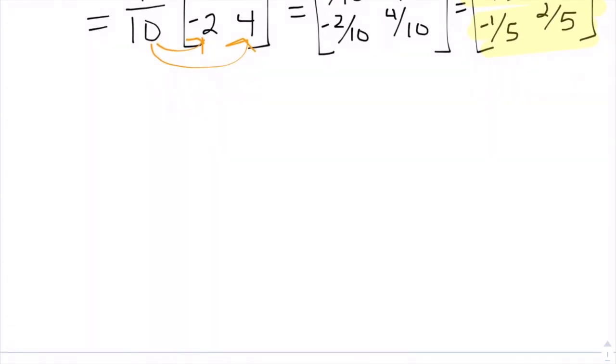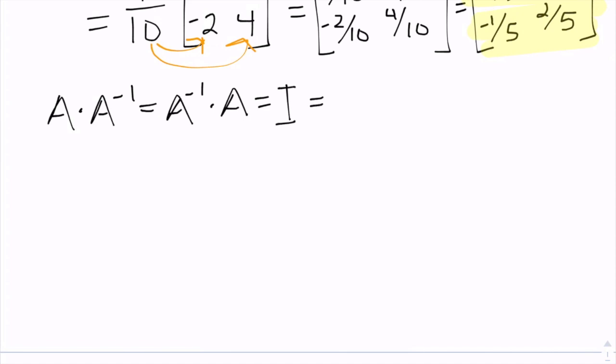So it's important to note that if you take matrix A times the inverse of matrix A, it's the same as saying the inverse of matrix A times matrix A, which will equal I, which is known as our identity matrix, which for a 2x2 matrix is 1, 0, 0, 1. I'm just going to make a note that this is our identity matrix.